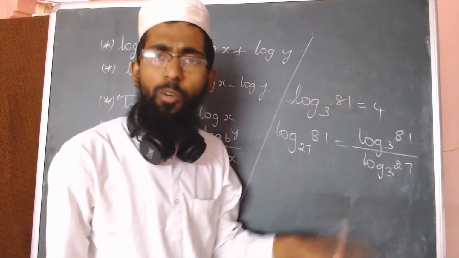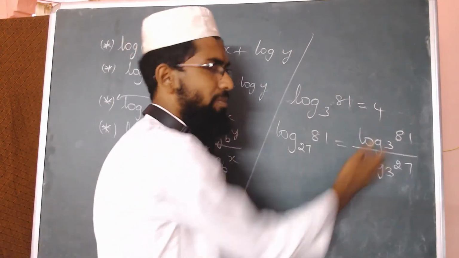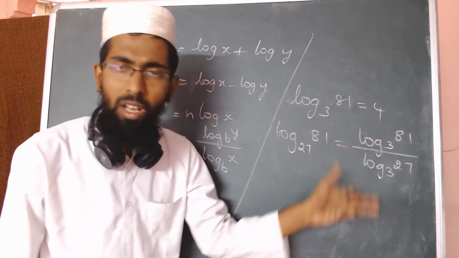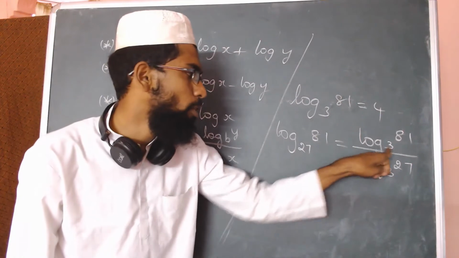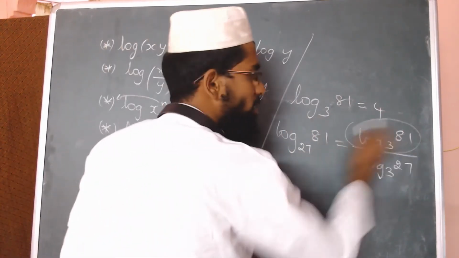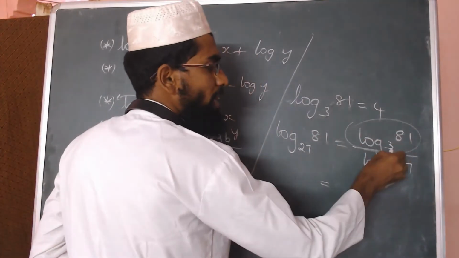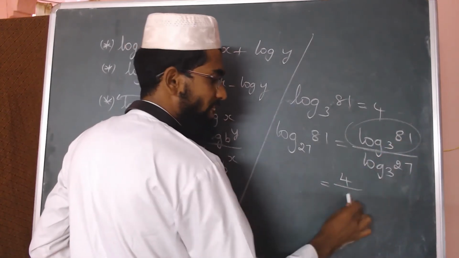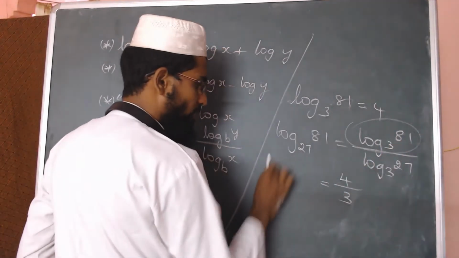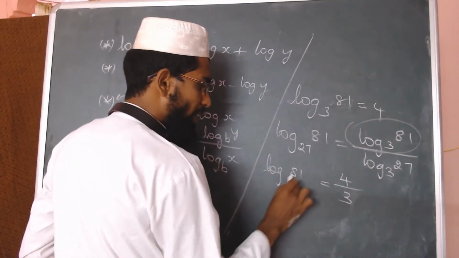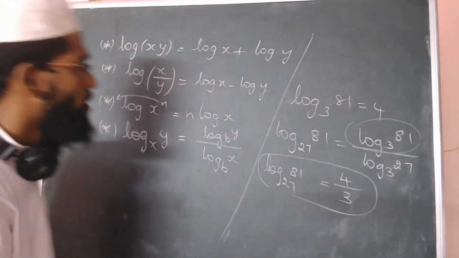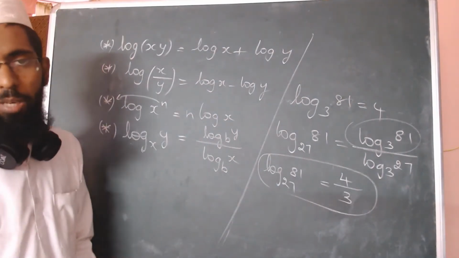Here it is 3. For some other question, the value of b may change. Here the common number is 3. If the common number is 2, we'll put 2 here. If the common number is 4, we'll put 4 here, right? Now we know the answer for this. 3 power 4 is 81. 3 power 3 is 27. So the answer for log of 81 base 27 is 4 by 3, right? So these are the 4 properties for logarithmic function.